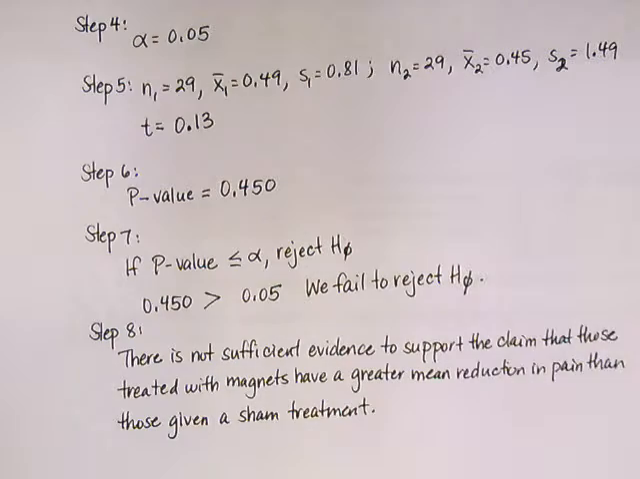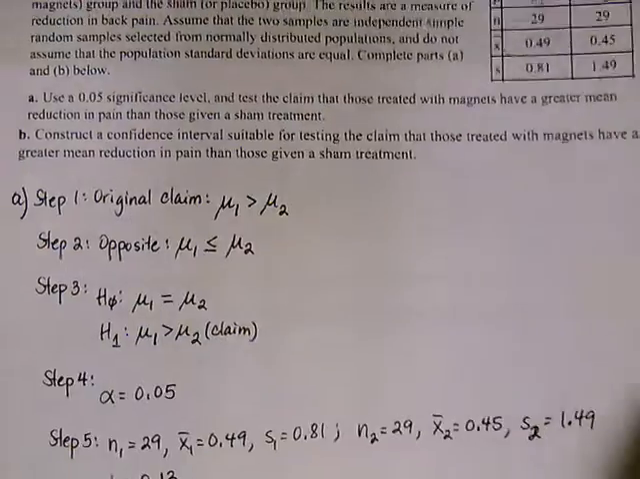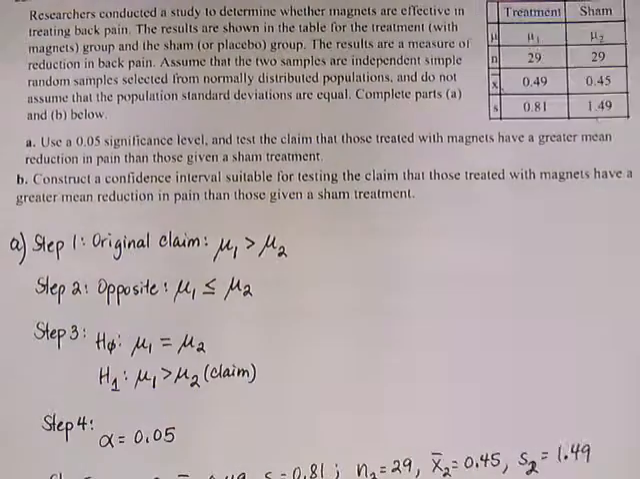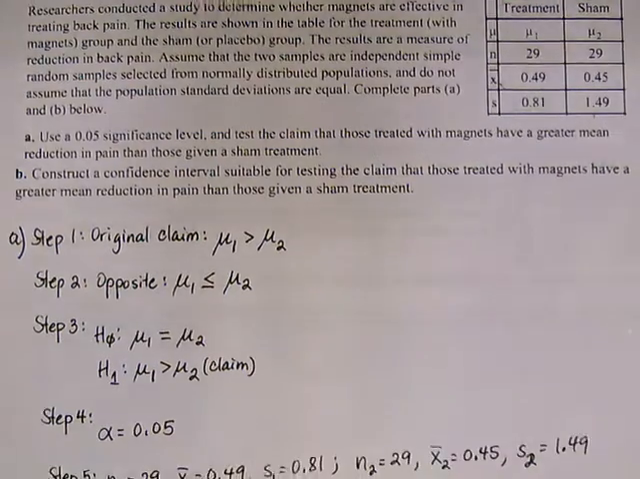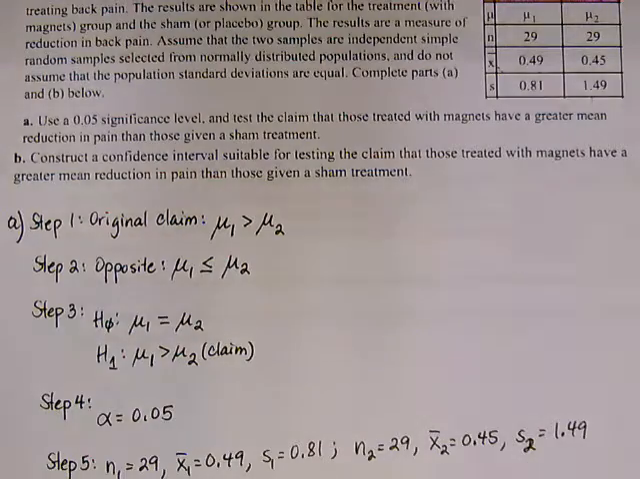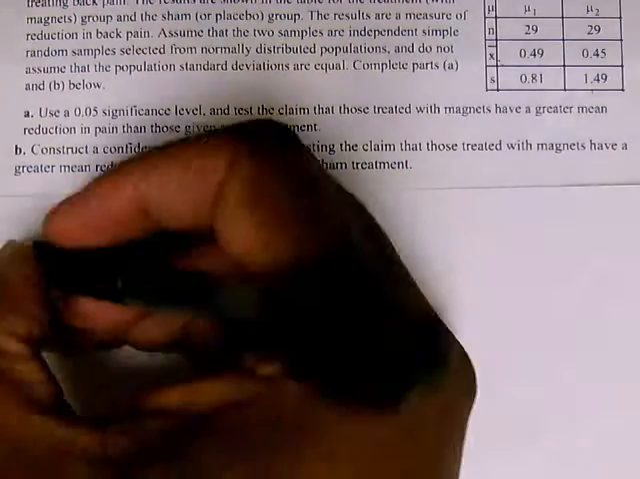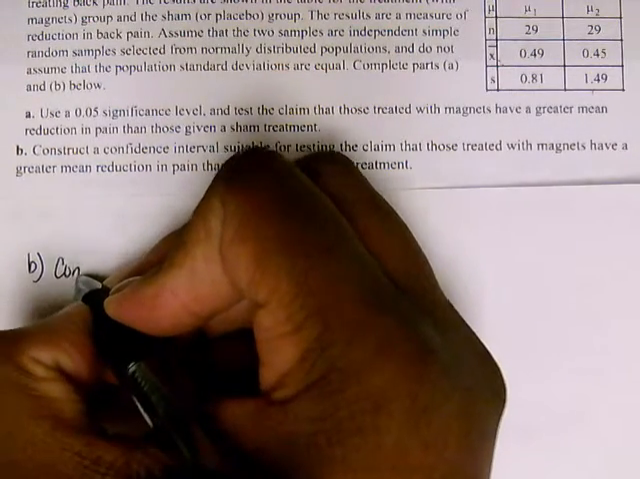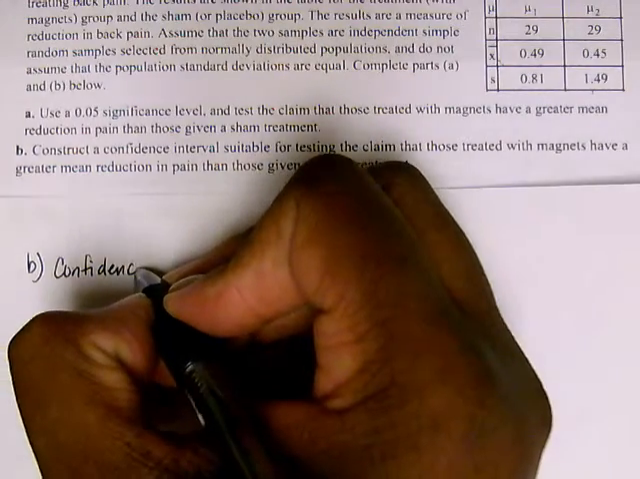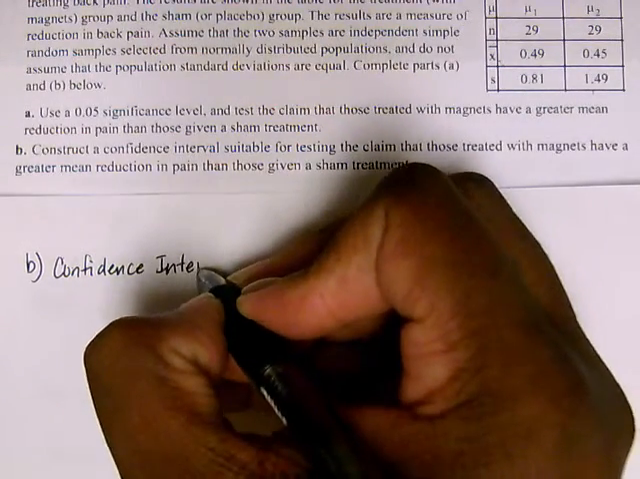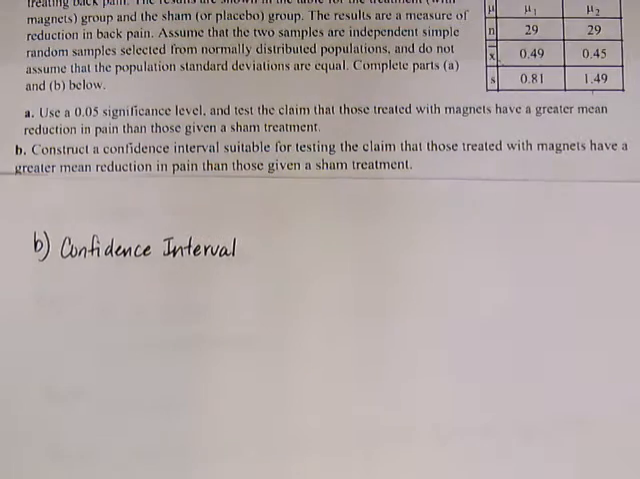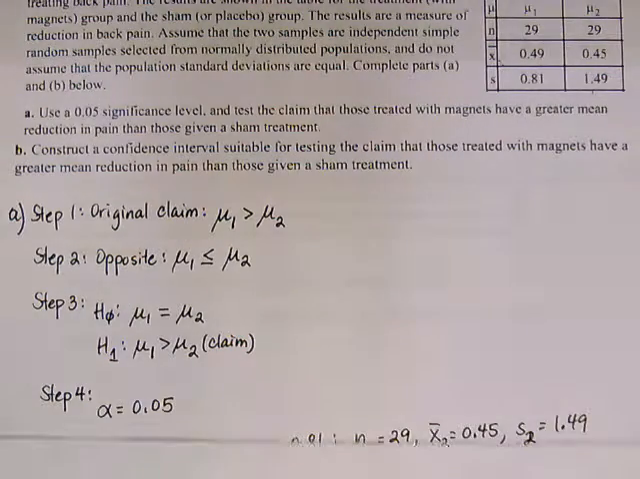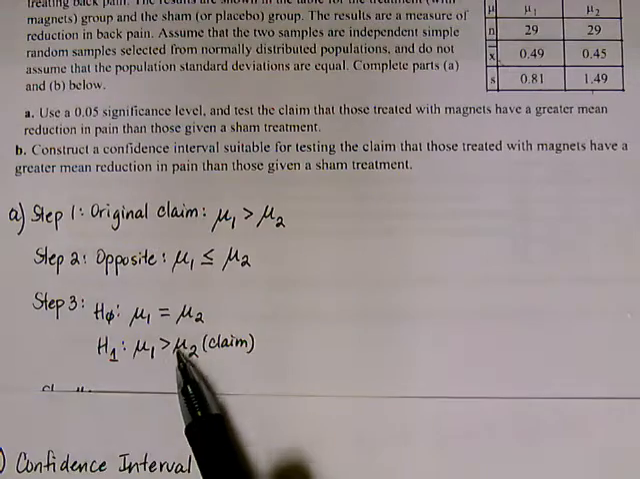Okay. Now, part B, we're going to construct a confidence interval suitable for testing a claim that those treated with magnets have a greater mean reduction in pain than those given a sham treatment. Okay, so we want a confidence interval. So this is part B. Now we have to find out what type of test that we had, whether it was a left tail or right tail or a two-tail test. Here we have a right tail test.